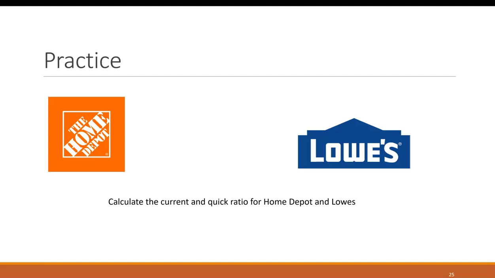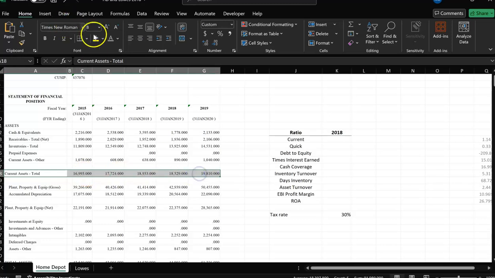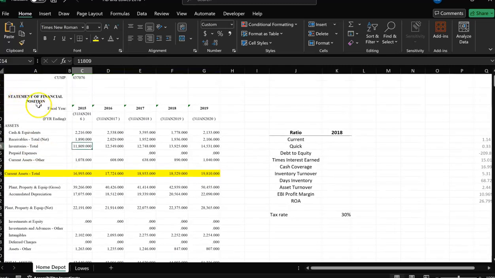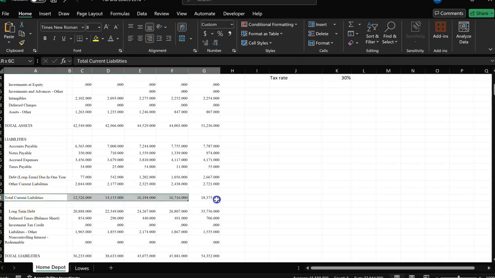Okay, I've got an example here of Home Depot and Lowe's, calculating their ratios. We're going to use these as we go along. I've got these in a spreadsheet, and we'll calculate the current ratio and quick ratio for these companies. So I've got Home Depot and Lowe's, and we want the current ratio, which is just current assets over current liabilities, and there's our current assets right there. And then we have current liabilities. Notice these are all on the balance sheet. Total current liabilities is right here.